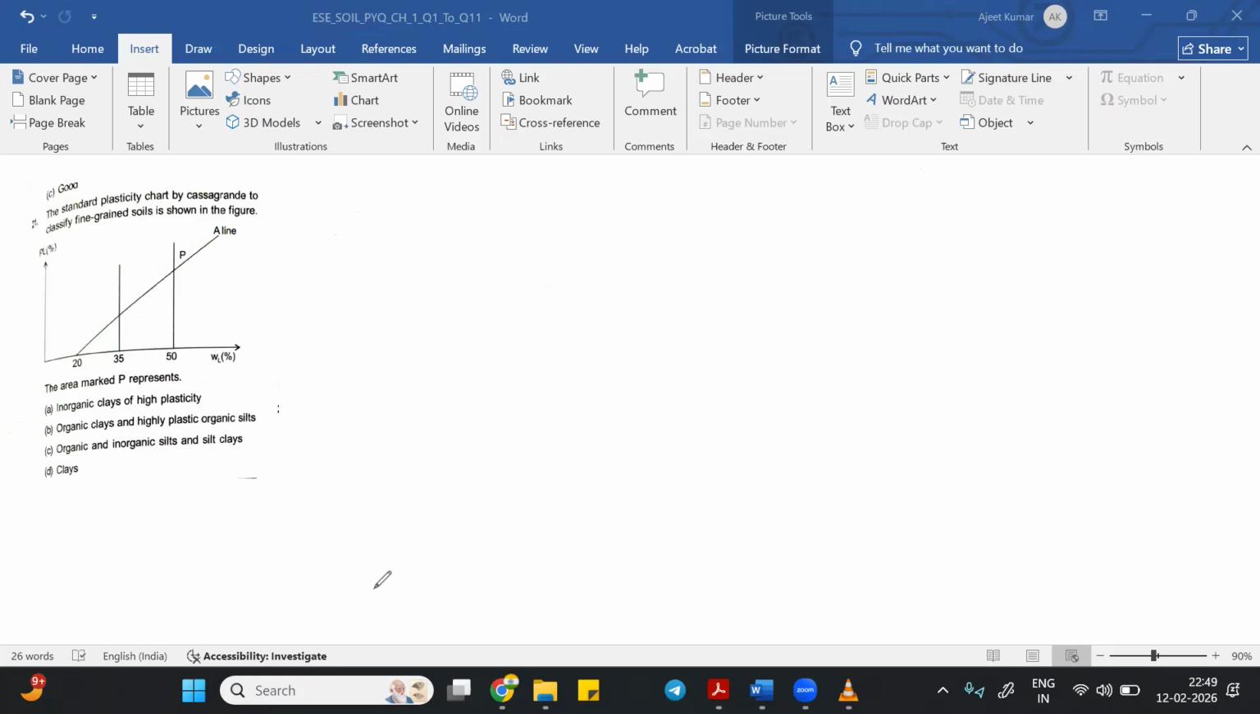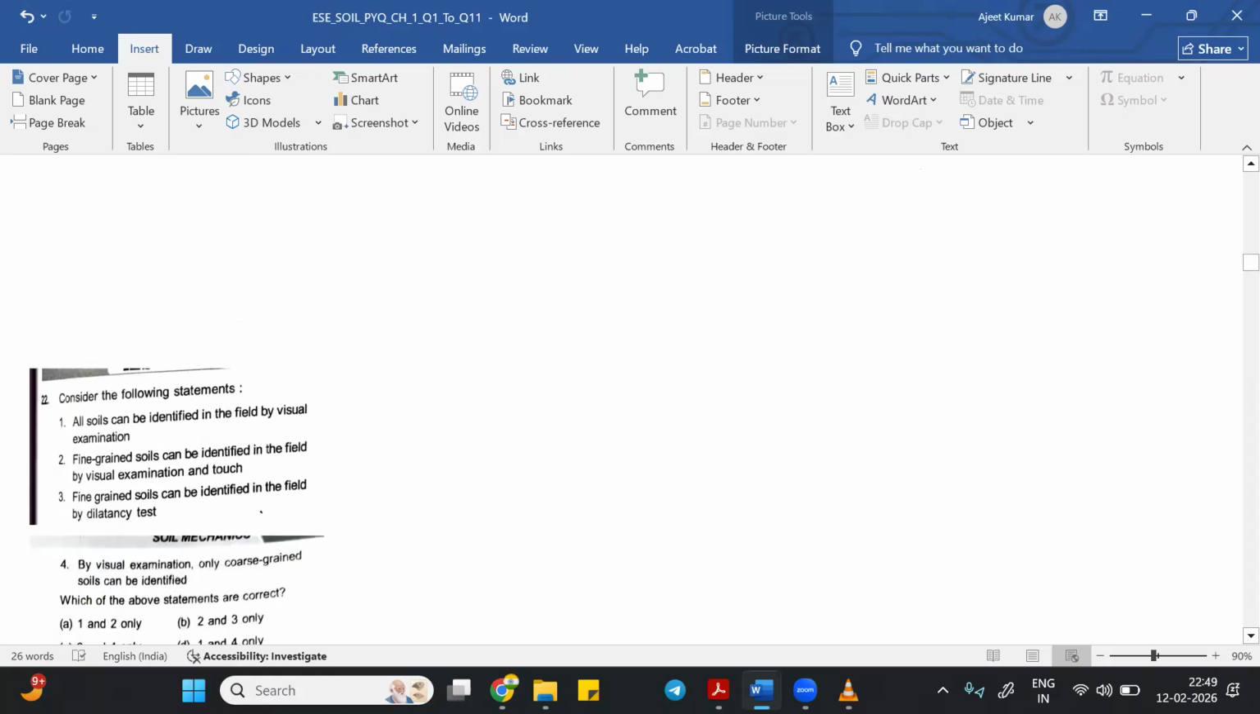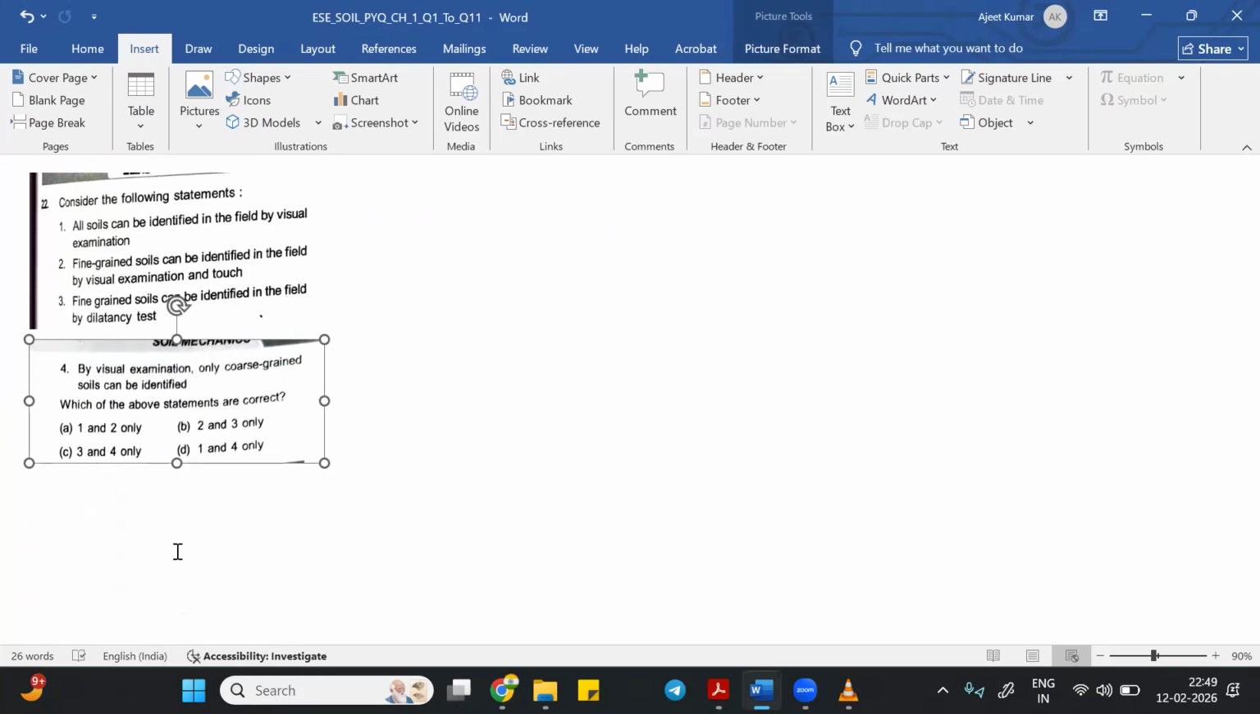Now question number 22. Consider the following statements. A soil can be identified in the field by visual examination. All soil can be? No, all soil cannot be. Okay, this is all soil, so this is not true for all soil. So the statement that all soil can be identified in the field by visual examination is a wrong statement. Fine grained soil can be identified in the field by visual examination and touch.